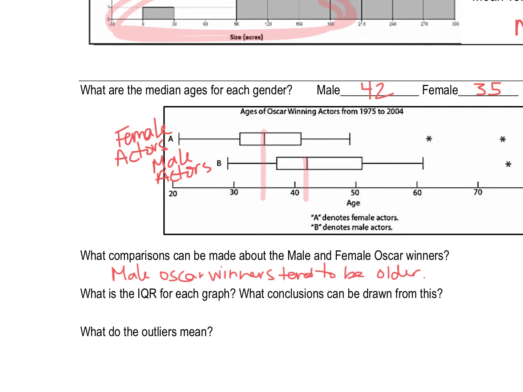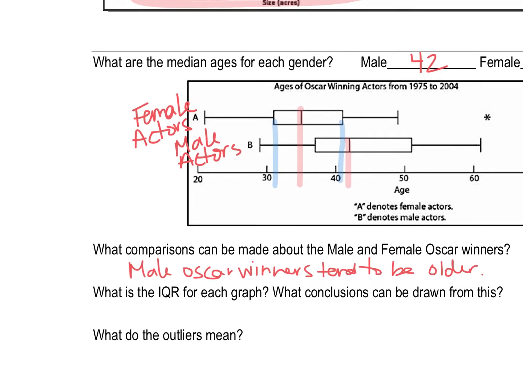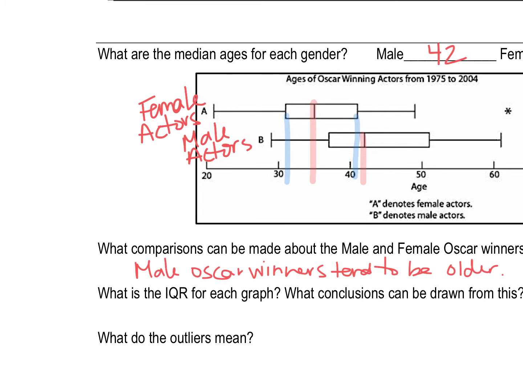What's the IQR for each group? Okay, so we need to identify the interquartile range for each group. For the girls, for the women, looks like it's about from Q1 to Q3. Looks like it's like 31 to 41. So I'm going to say female IQR is 41 minus 31, it's 10. So their data is not very spread out. It's about 10 years spread out where 50% of their data is, right, for the IQR.